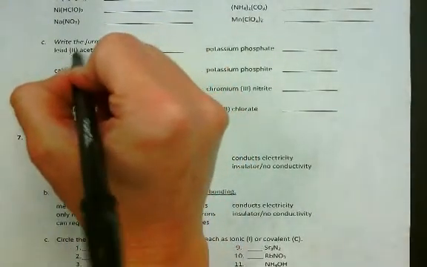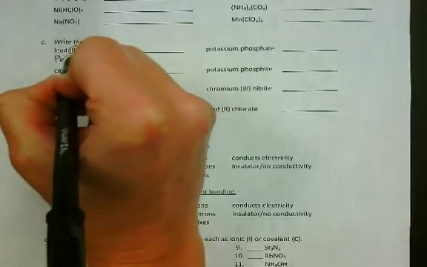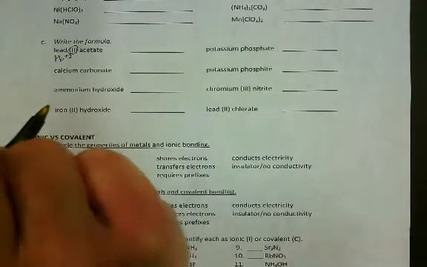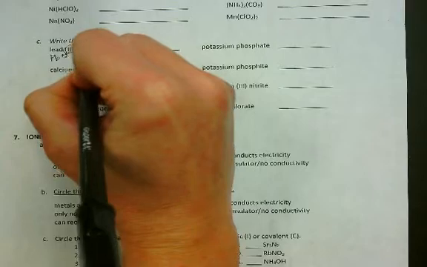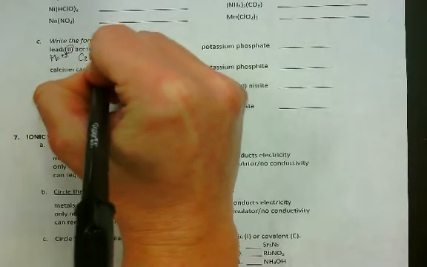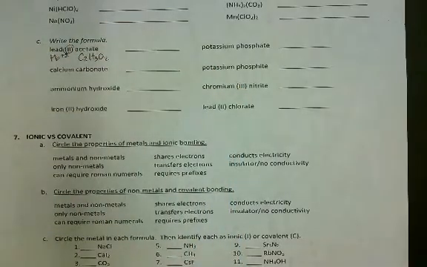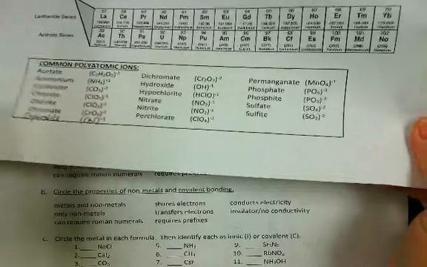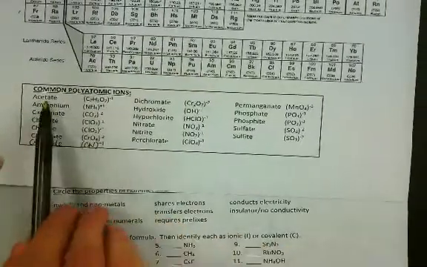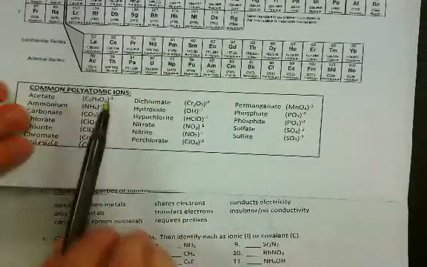Again, we use these Roman numerals, okay? So we know lead is a +2 because it told us it was 2, and it's always positive. Now acetate, we see C2H3O2, and we have to look at our polyatomic ions, and we see here acetate has a -1 charge.